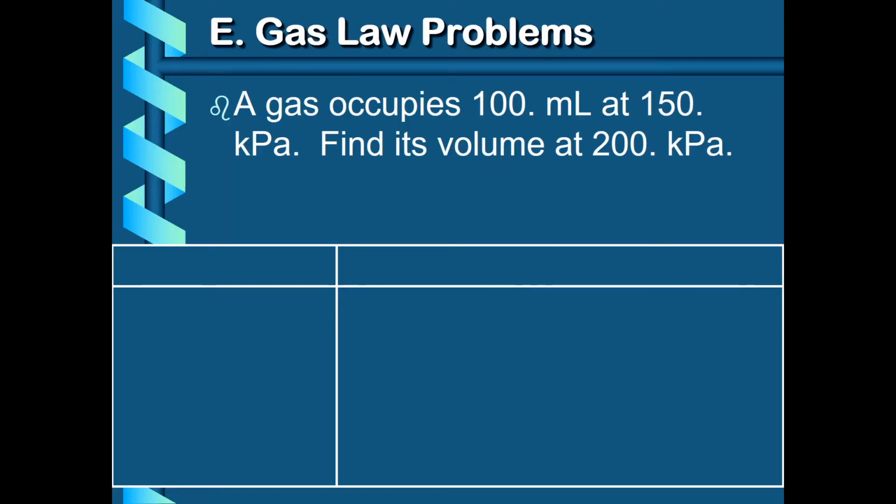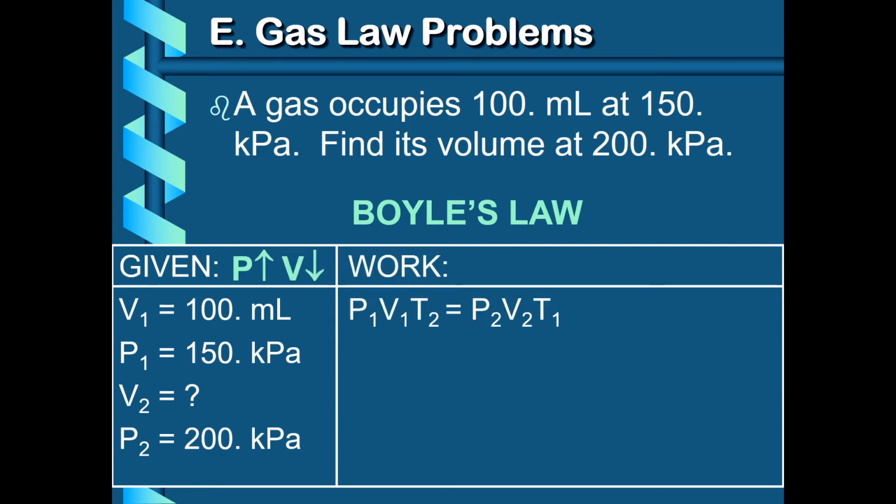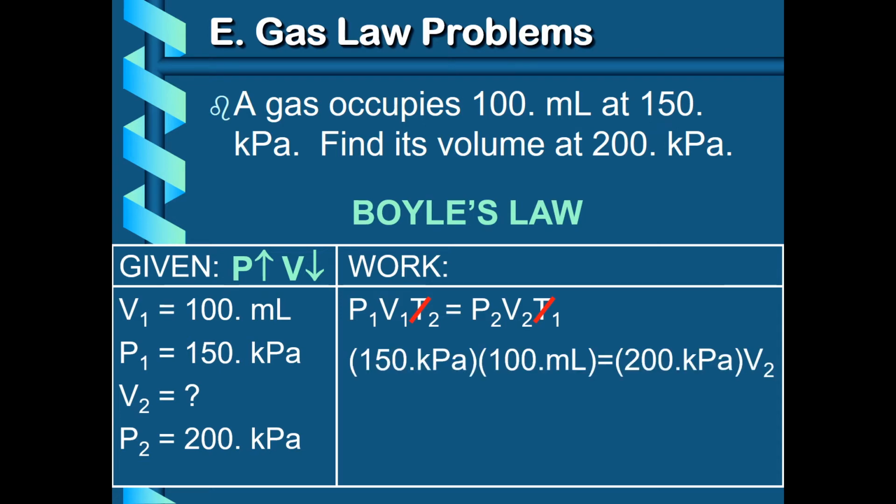Here, them solving it, all your given variables. So it's Boyle's law. As pressure increases, volume has to decrease. They start with this alternative formula, but temperature cancels out and they get the exact same thing. So you divide both sides by 200 and you get 75.